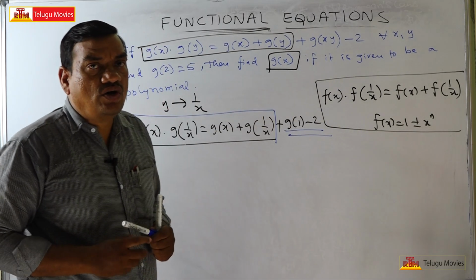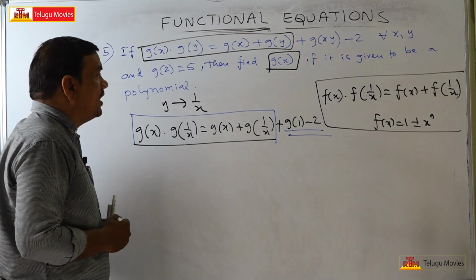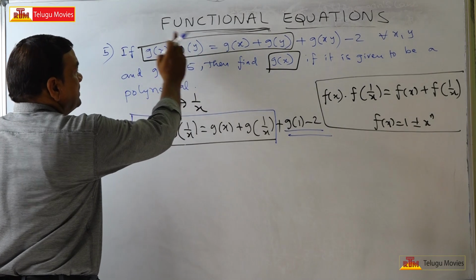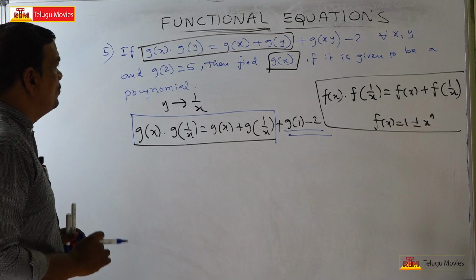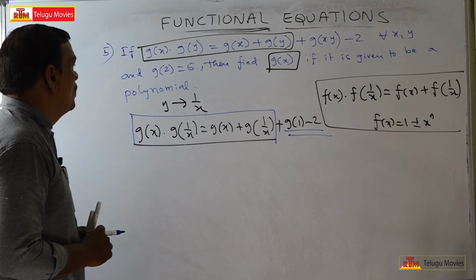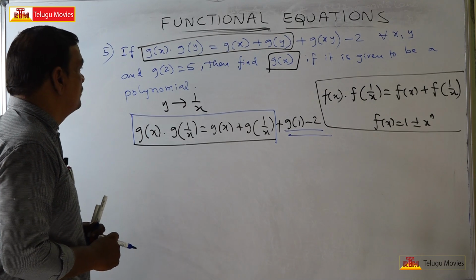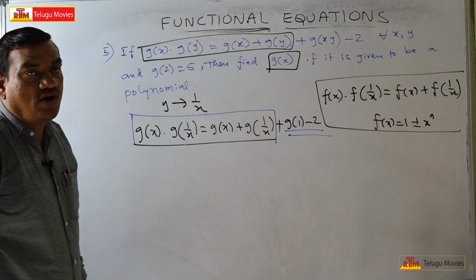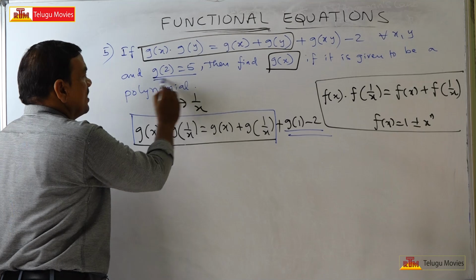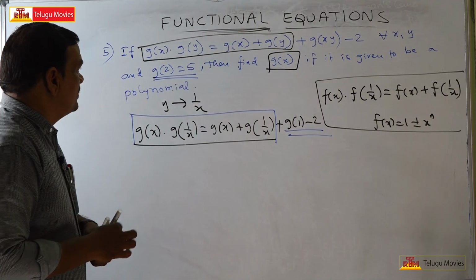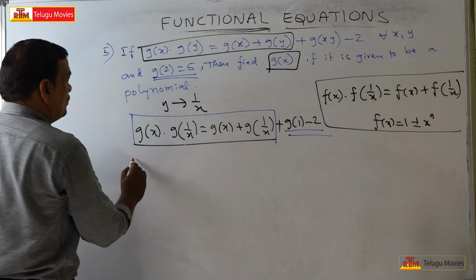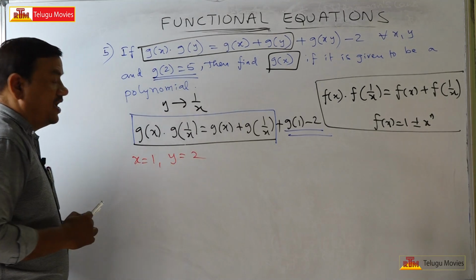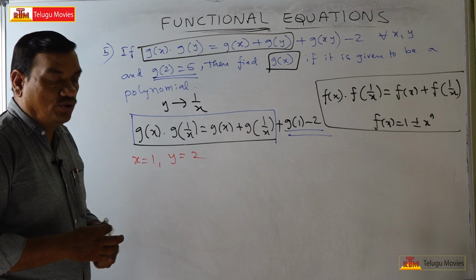So then how to find out g of 1 value? Okay, now, to get the g of 1 value, what you have to substitute here? It is already given g of 2 is equal to 5. To get that, first you substitute here x is equal to 1 and y is equal to 2.